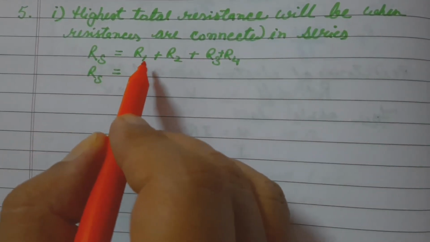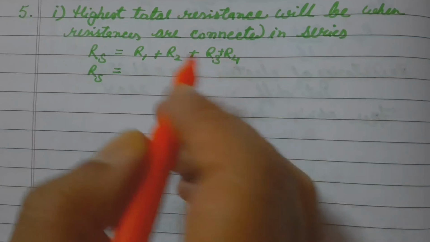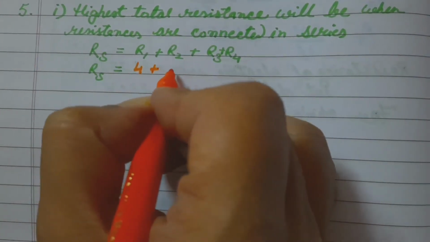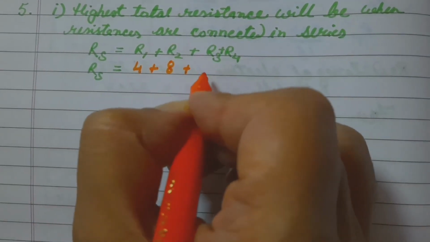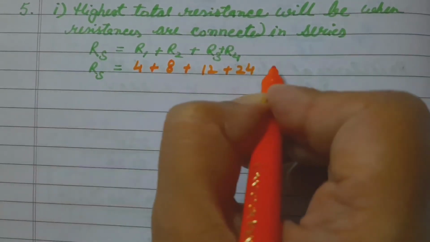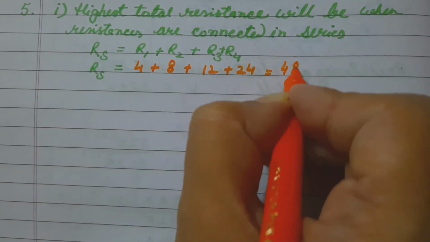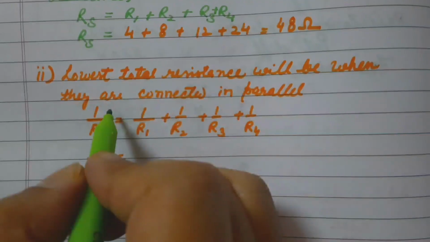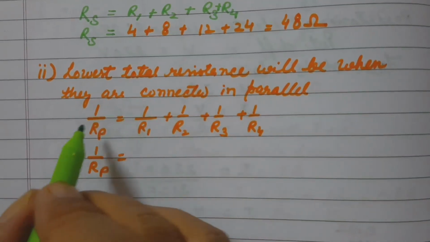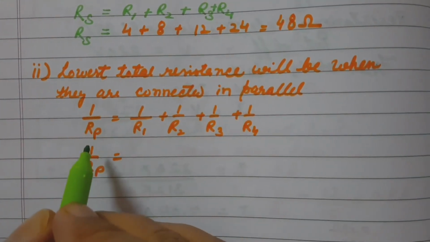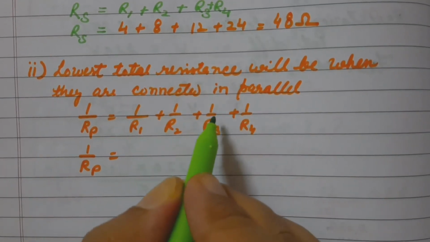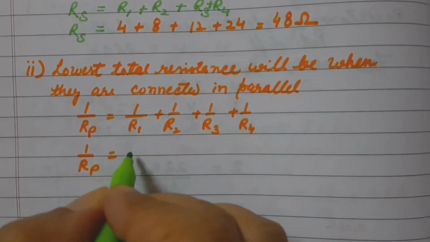So Rs is R1 plus R2 plus R3 plus R4. R1 is 4, R2 is 8, R3 is 12 and R4 is 24. When we add them, answer is 48 ohm. B part, lowest total resistance will be when they are connected in parallel. So Rp can be calculated as 1 upon Rp equal to 1 upon R1 plus 1 upon R2 plus 1 upon R3 plus 1 upon R4.